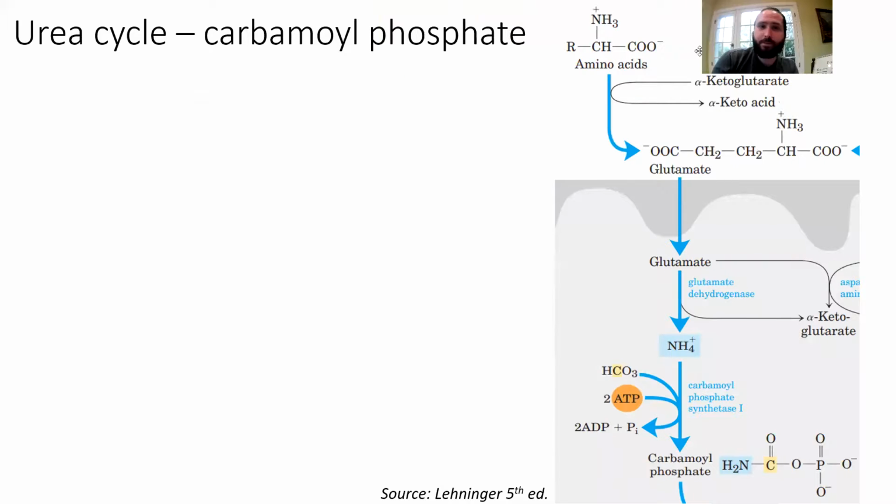The first step here is going to be formation of carbamoyl phosphate. So glutamate from transamination. Here's our amino acid, which leaves as an alpha keto acid in our alpha keto glutarate, which then becomes aminated to glutamate.